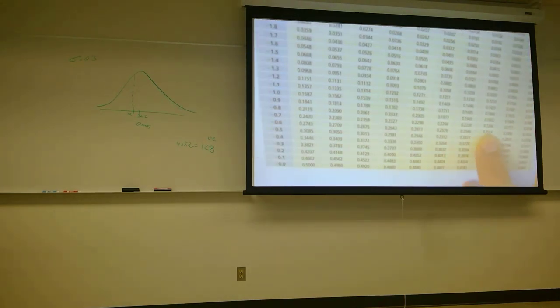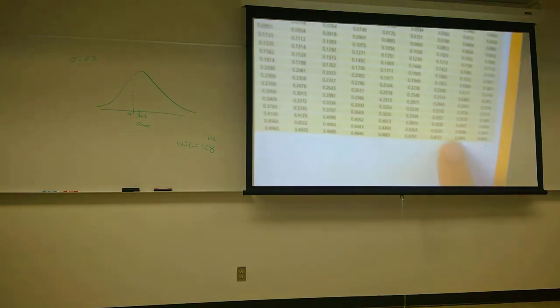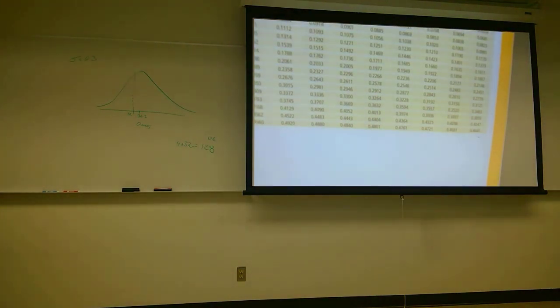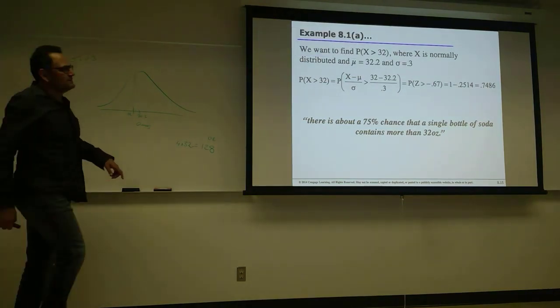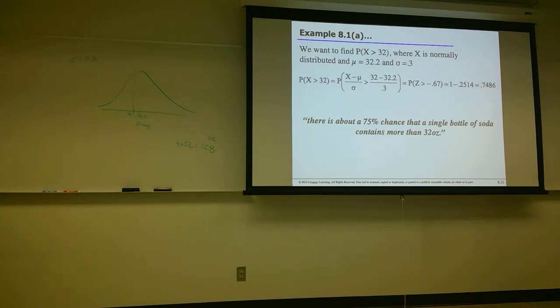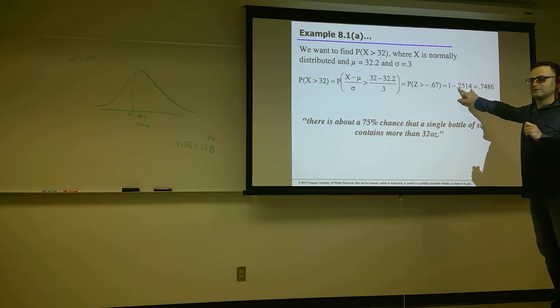So 25.14% is the chance that it's smaller than the z-score, right? So 0.2514. Let's take a look here. And that's exactly what we calculated. We were looking for the probability that it's larger than 32 ounces. But again, 25.14 is the probability that it's smaller than 32 ounces.